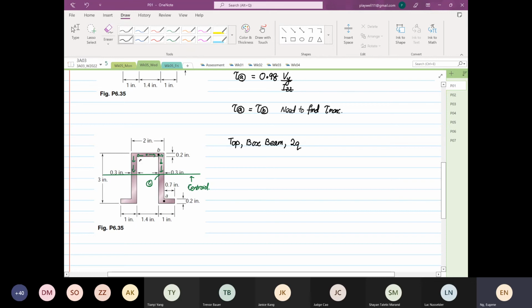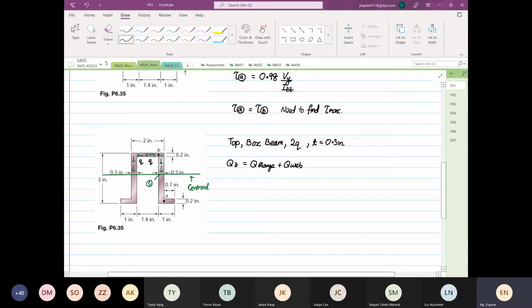Because one Q is going to the left-hand side, the other Q is going to the what? Right-hand side. Okay, and then we know the thickness at point C is 0.3 inches. So now we are going to find the first moment of area about the z-axis. Okay, so this will be equal to Q of the flange plus Q of the web.